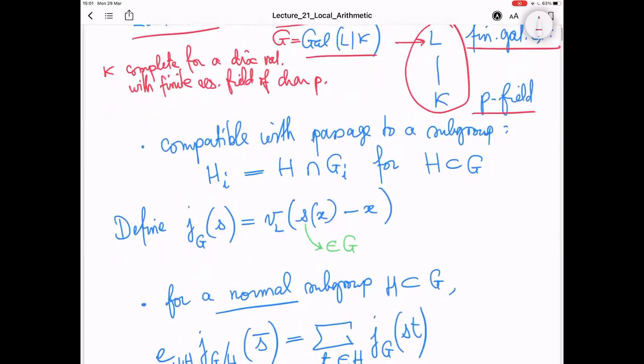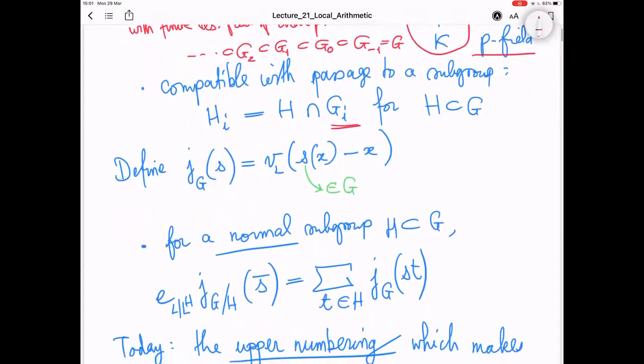Then what we had defined were these subgroups. G minus 1 was equal to G itself, and it contained G naught, which we call the inertia subgroup. Then it contained G1, which is the ramification subgroup. And then there are these higher ramification subgroups, Gi for every i.